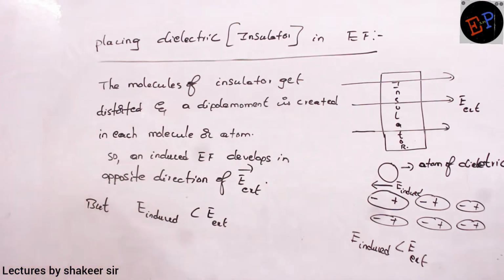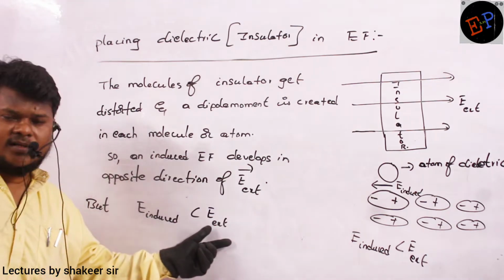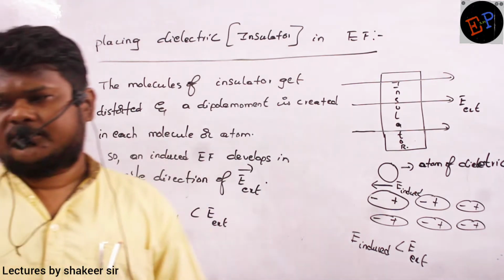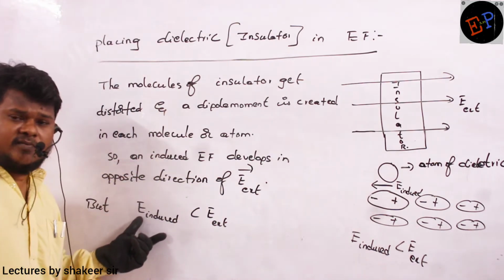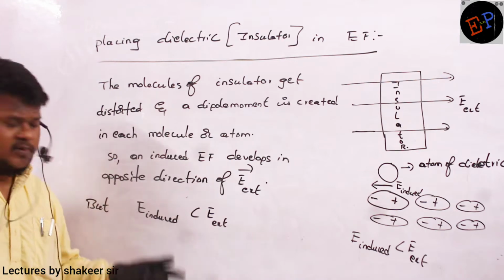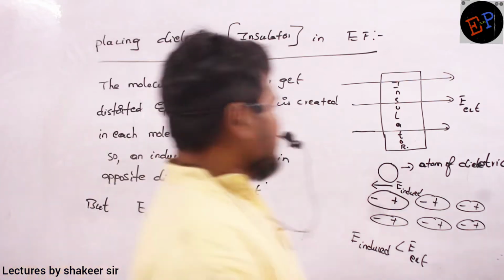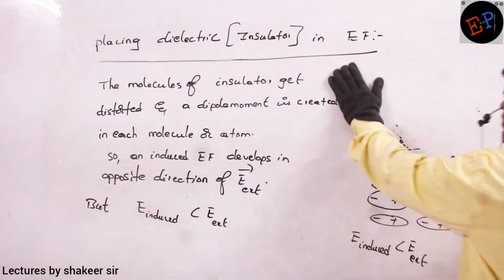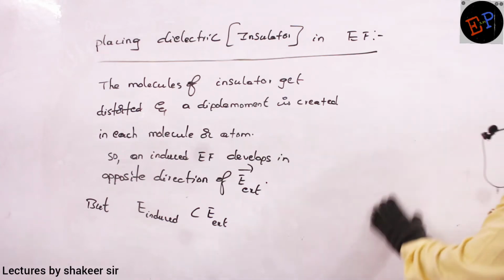Okay, previously in the case of metal, induced electric field and external electric field were equal and opposite, so they were getting cancelled. But here induced electric field is lesser when compared to external electric field. Now what happens? Think about it. Now what happens is, okay, Sima.